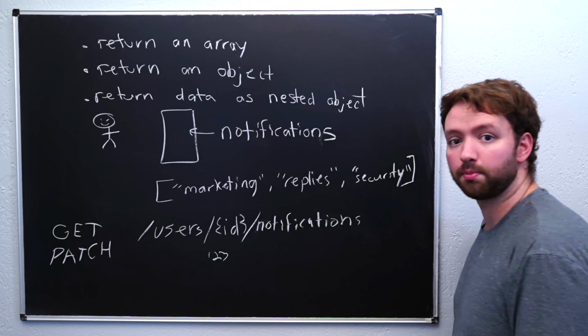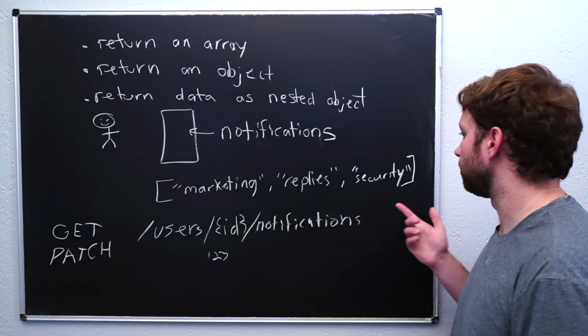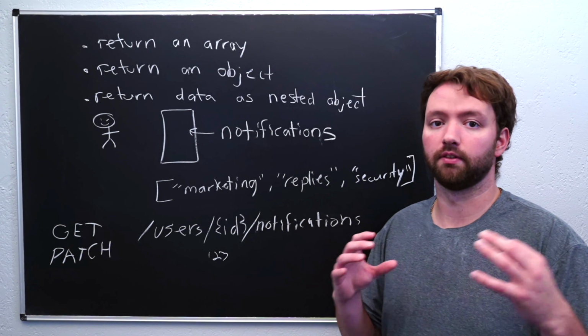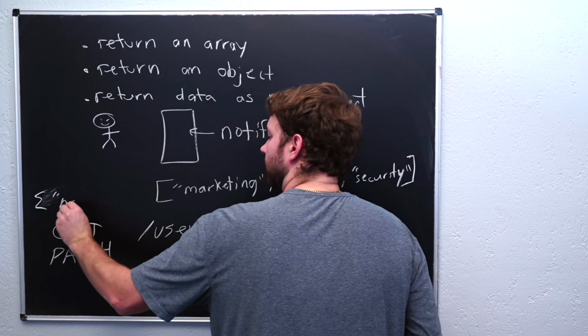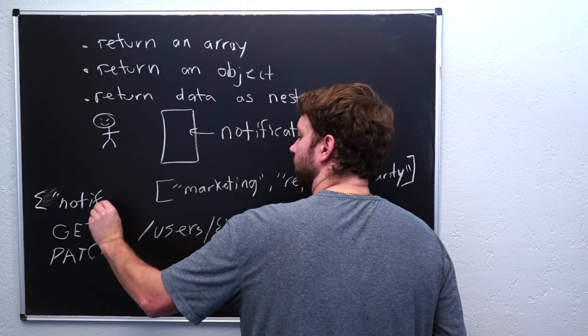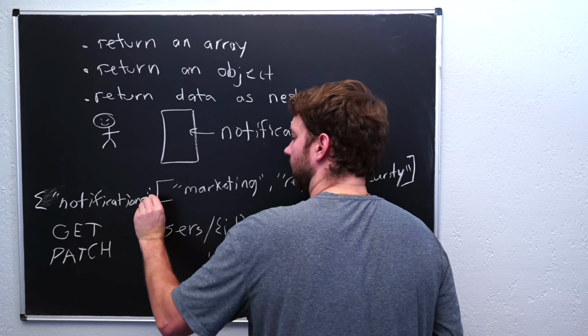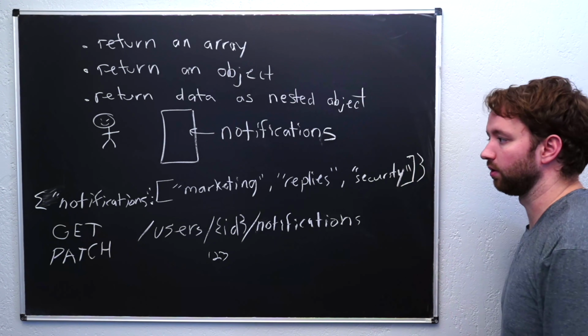What does the response body look like? Well, it's considered bad practice to just return an array. The proper way to do this would actually be to encapsulate that array in an attribute of an object. So that might look like this. We have a curly brace, and then an attribute, notifications, and then the value of that attribute is the array. And then we can close the curly brace.